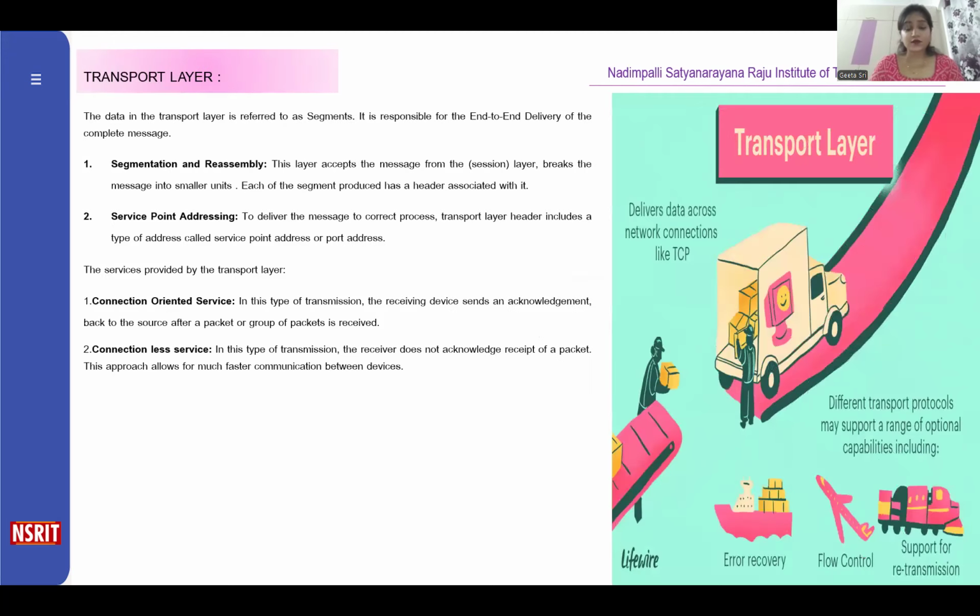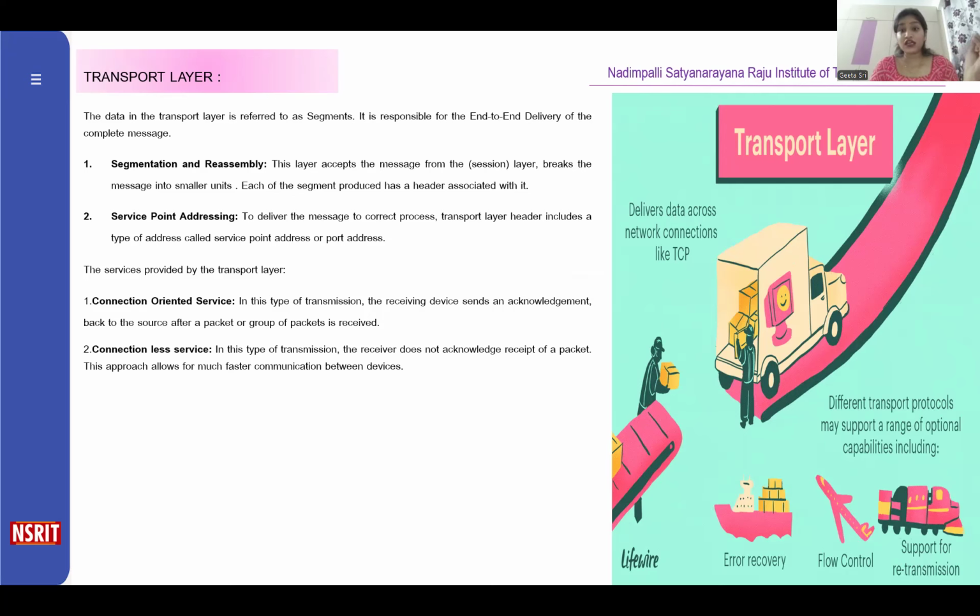Next layer is the transport layer. In the transport layer, the data will be in the form of segments, and it is responsible for end-to-end delivery. End-to-end delivery is nothing but process-to-process delivery. Process-to-process delivery can be defined as one application to another application, like WhatsApp to Facebook.